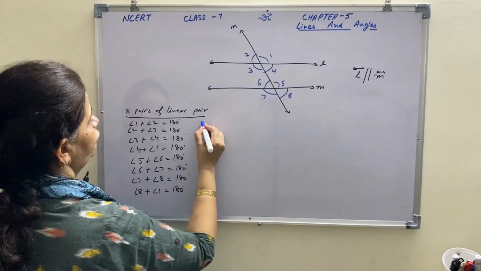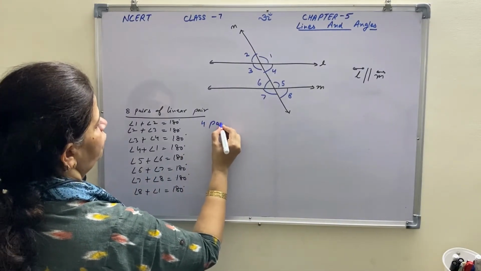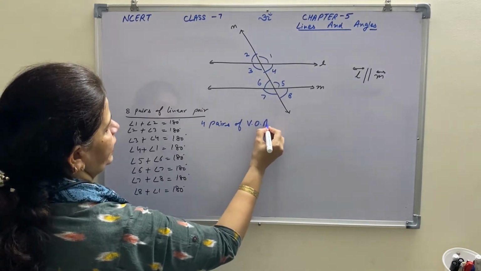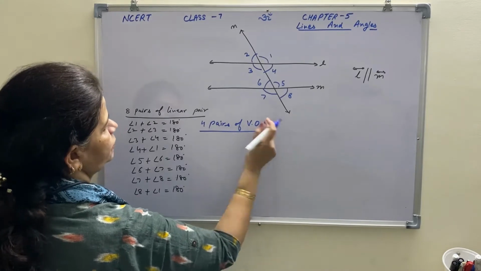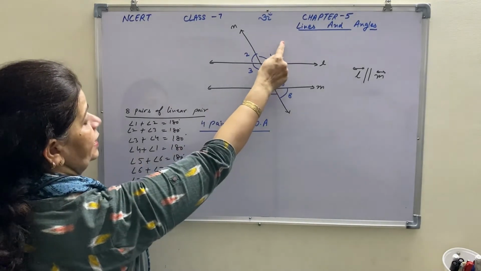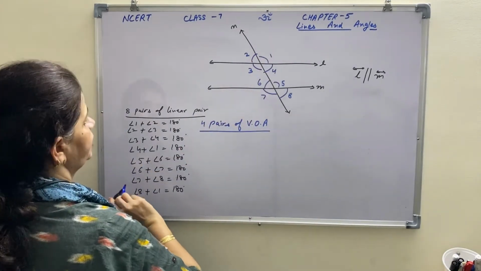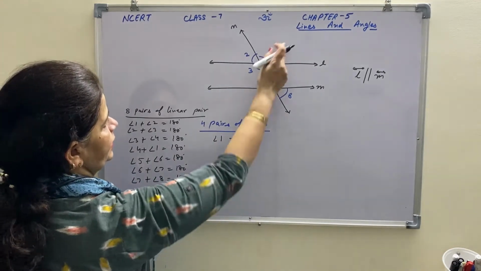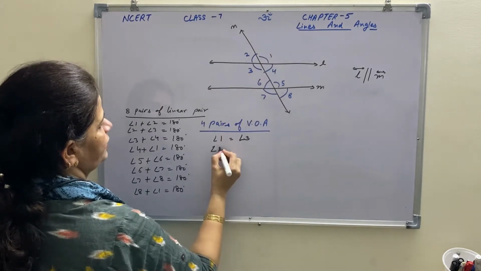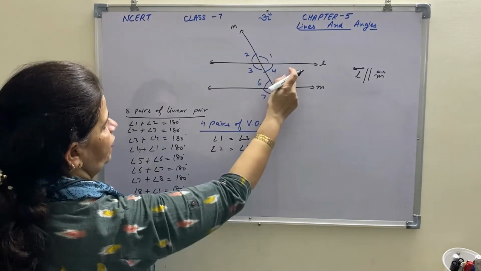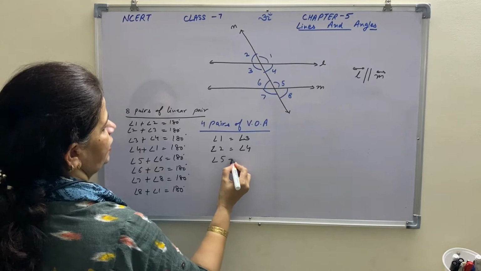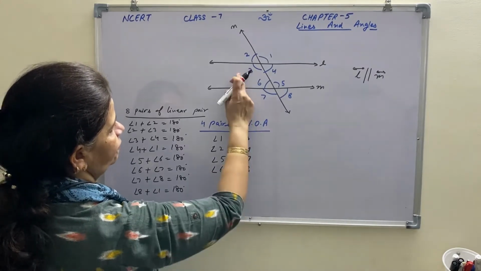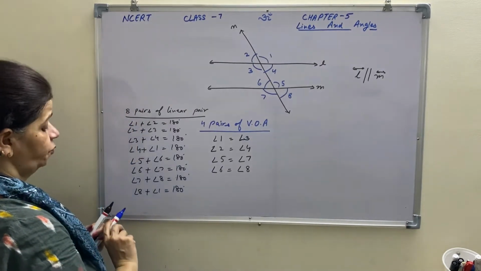Then we have 4 pairs of vertically opposite angles, right? Like 1 and 3, they are vertically opposite and also equal. 2 and 4 is another pair, then 5 and 7 are vertically opposite and equal, and 6 and 8 are vertically opposite and equal.